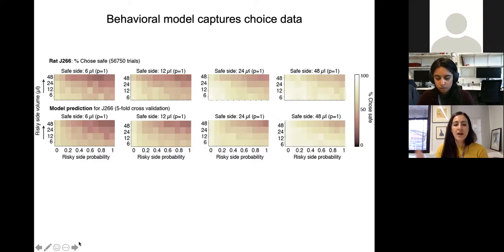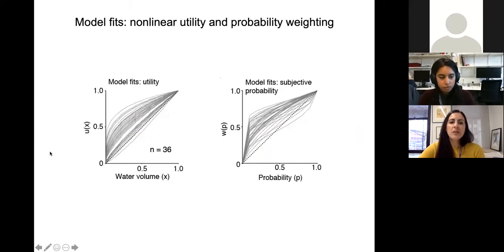And so what's nice is that now the model is able to recapitulate the rat's data, and now we can ask, okay, what does the utility function and the probability weighting function look like from the model? And so across 36 rats, this is what we see. So the rats tended to have these concave utility functions like humans, and so that produces something like diminishing marginal sensitivity, which I mentioned in the beginning. And they also tend to distort the probabilities, although most of them don't look like the canonical inverted S-shape function in humans. They tend to, in general, overweight the likelihood of most outcomes.